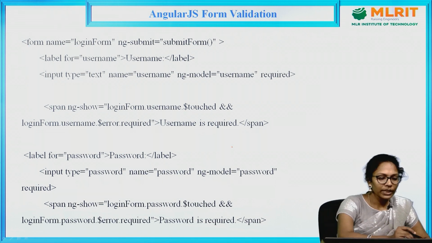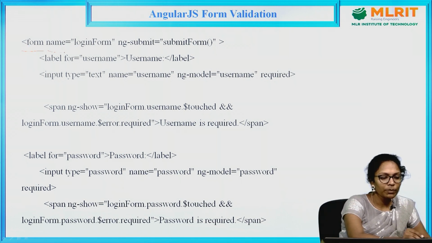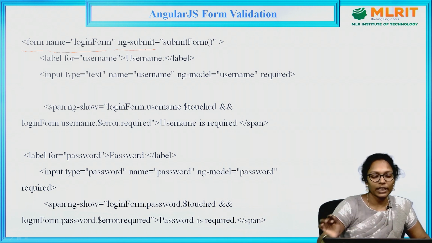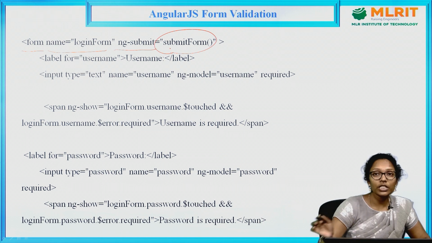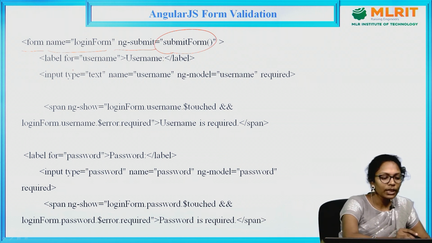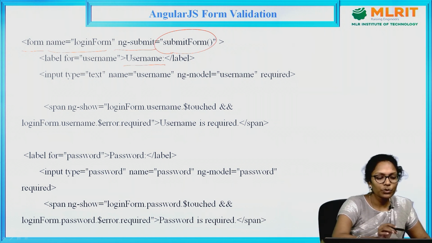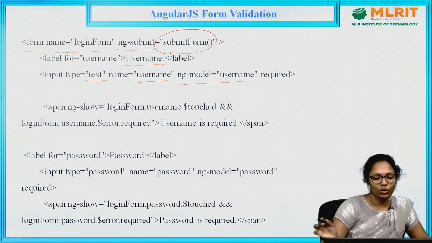Now here I'm creating a form. The name of the form is loginForm, with ng-submit, another new directive. So whenever you submit this form, call this function. What is the function? submitForm. Here I'm giving a label. The label name is username, followed by one text field. For this text field, I'm giving the name as well as the model also.